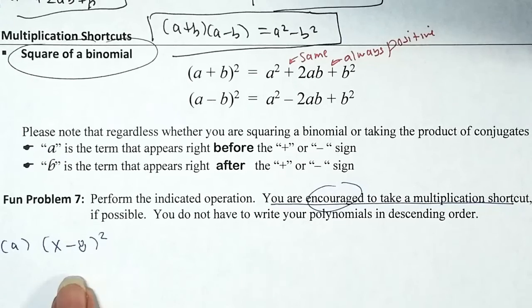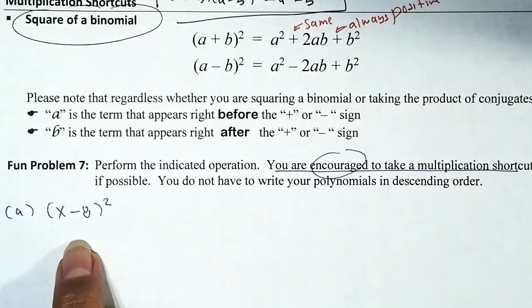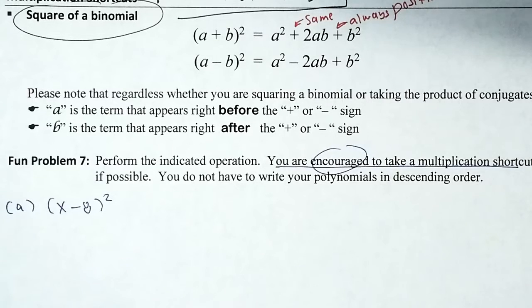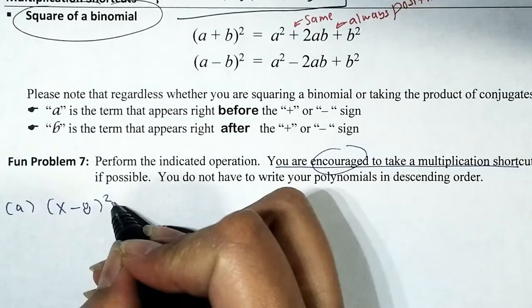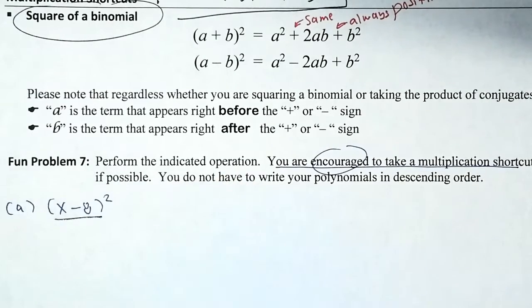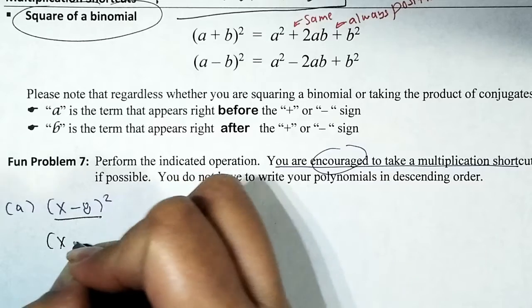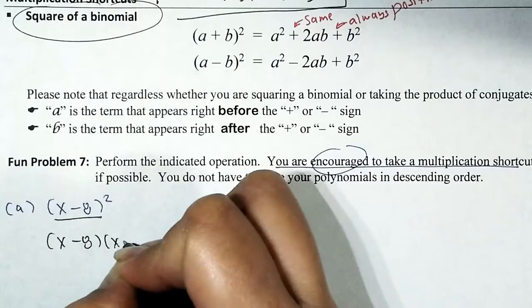So let's do this. Square of x minus 8. It's like, okay, I don't have time for shortcuts, so let's stick to what we know. Let's go ahead and write it without the exponent. Since the exponent is 2, that means we're going to have 2 factors of the base. So that's going to give us x minus 8 times x minus 8.